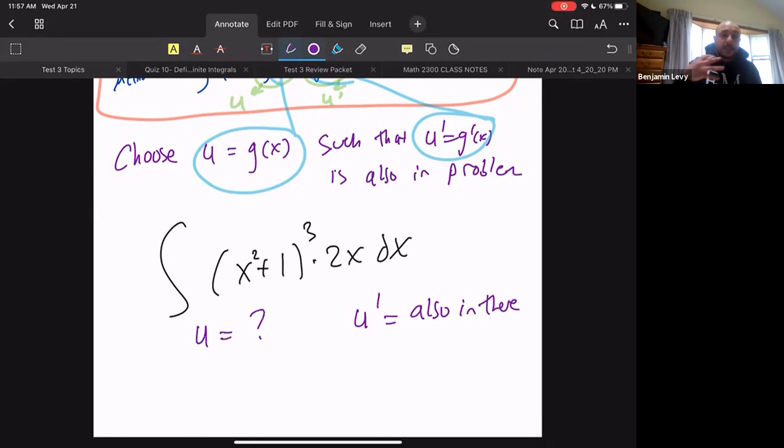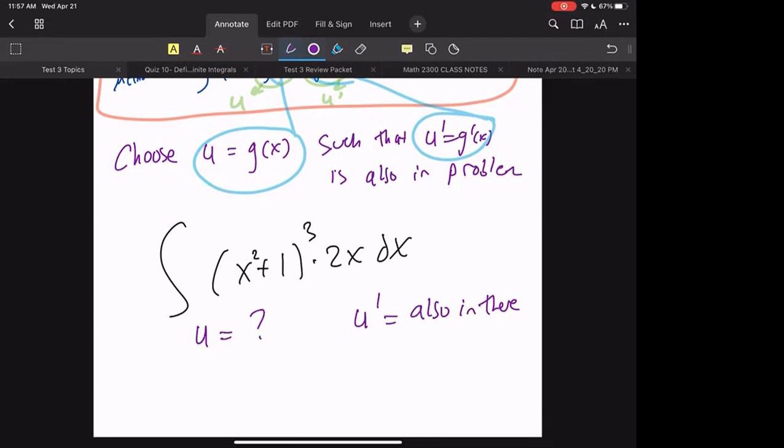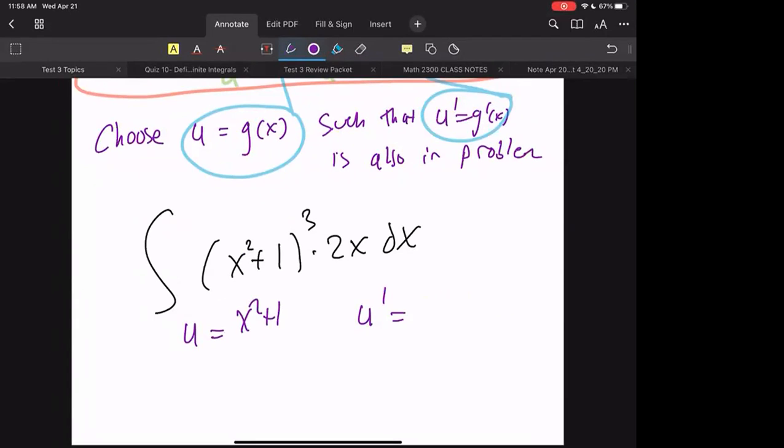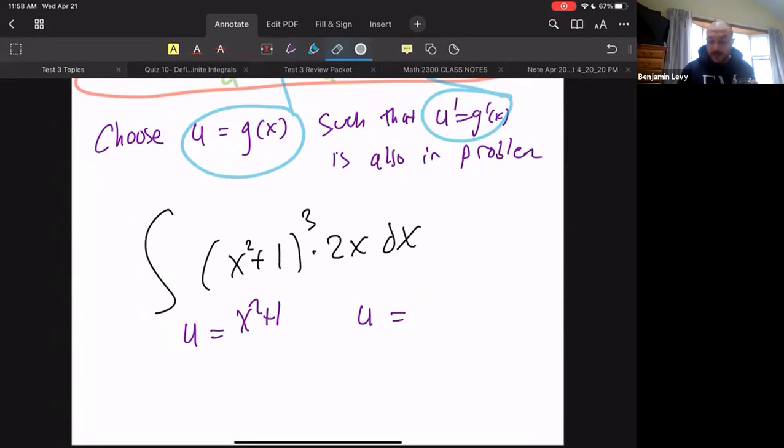And oftentimes it's inside something else, but it doesn't have to be. Sorry, someone was about to speak. Go ahead. X squared plus 1. Yeah, x squared plus 1. Because when I do u prime, and the better way to write u prime in this case would be du dx.